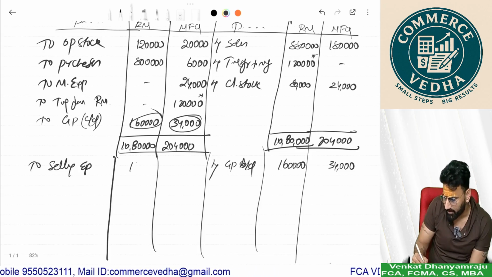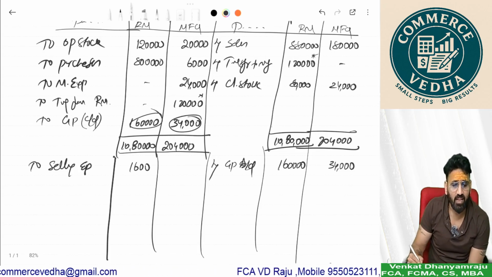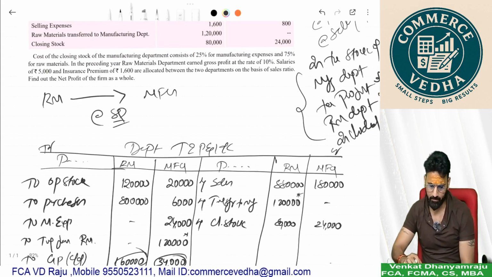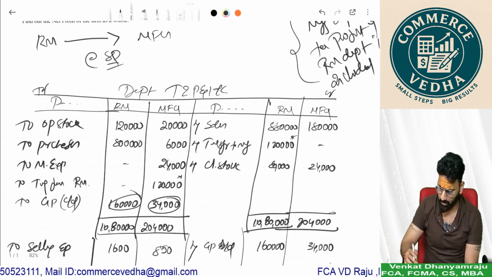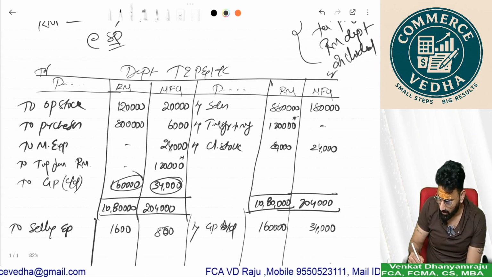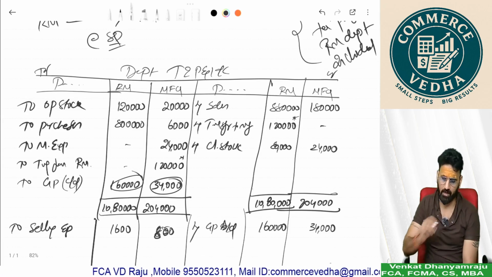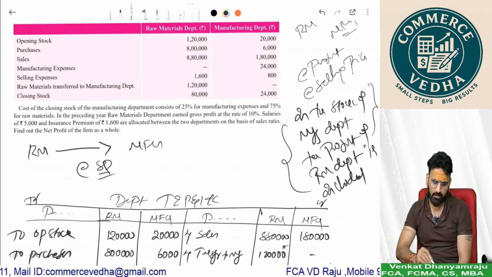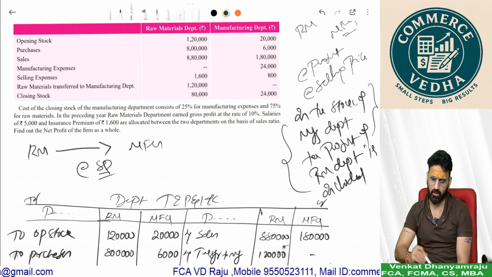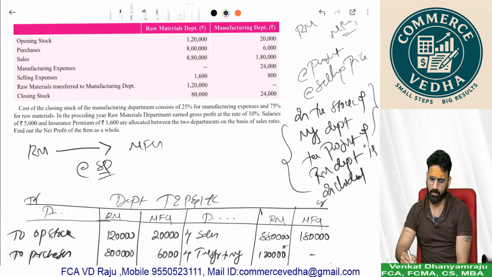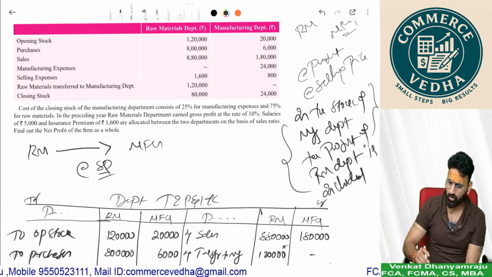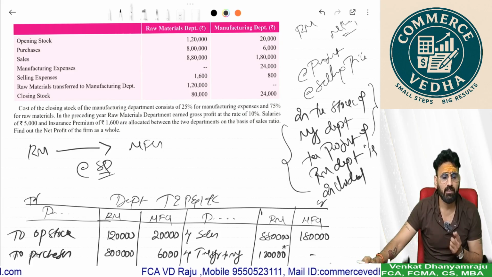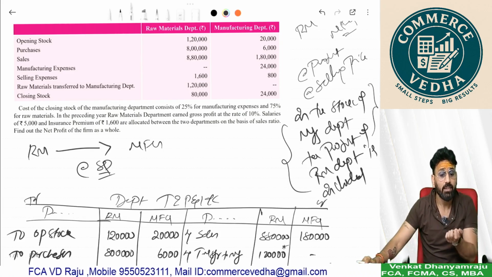To selling expense 16 and how much? 16 and 800, not 850. Then go to the question. It says salaries of 5,000 and insurance premium of 1,600 are to be allocated between the departments on the basis of sales ratio. Sales ratio is 880 and 180. Actual sales are 880, 180, but intercompany sales are 10 lakhs and 180.